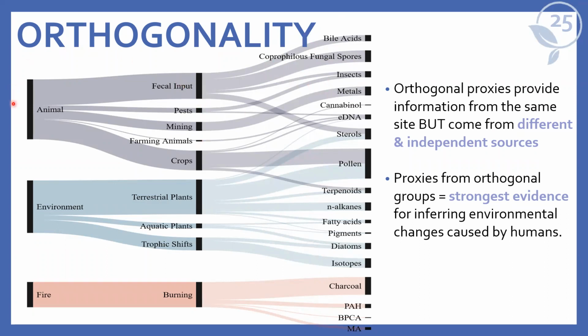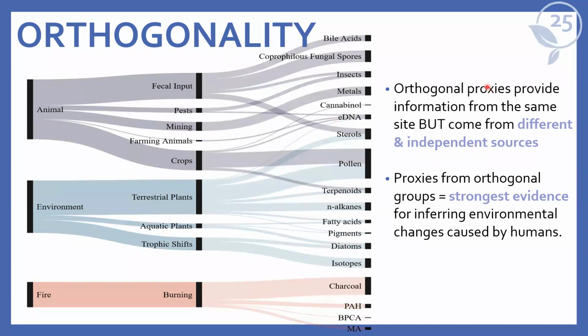And I kind of broadly classified them into 3 broad groups: animal, environment, and fire. You can see there's some crossover here. Some crops are more indicative of the environment, whereas some are actually indicative of human farming activity. So this would be pollen from those crops.